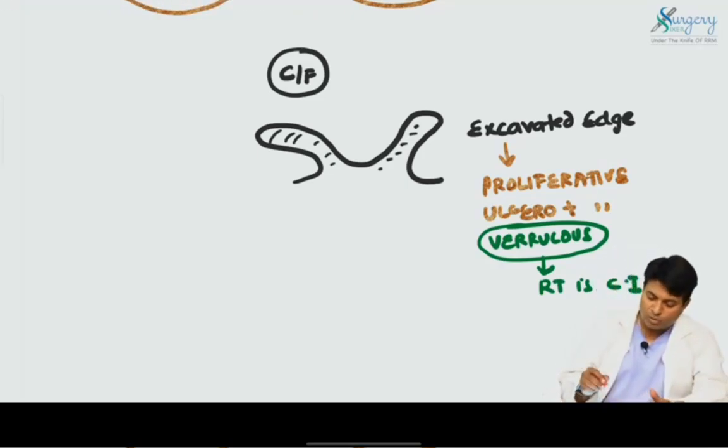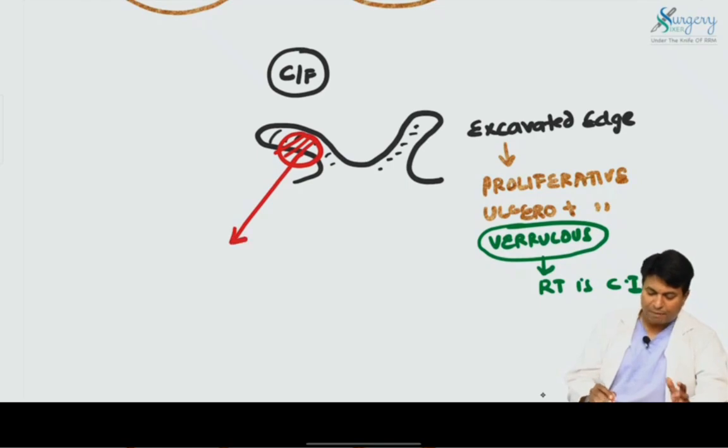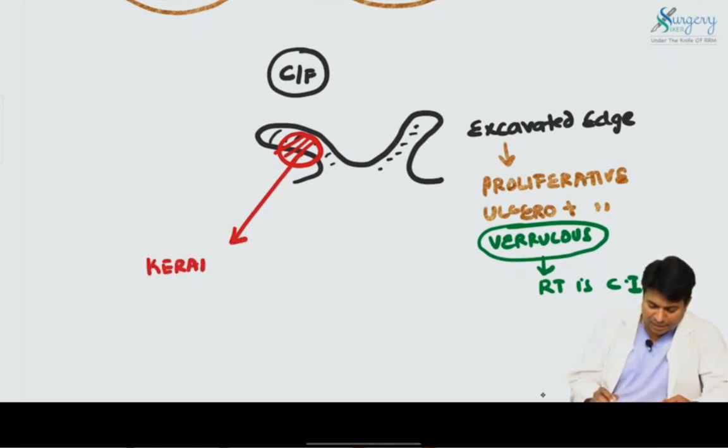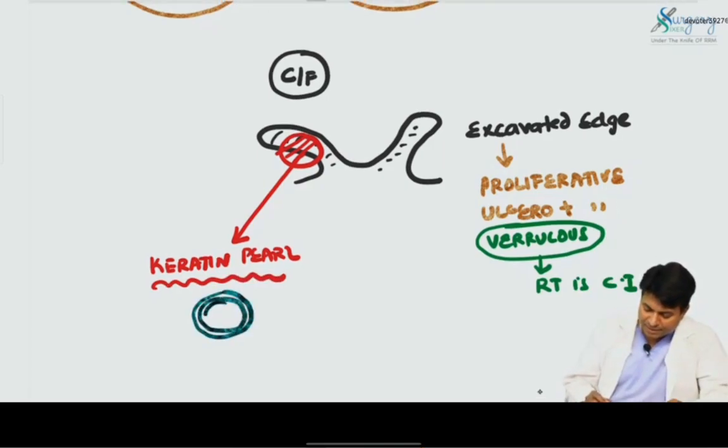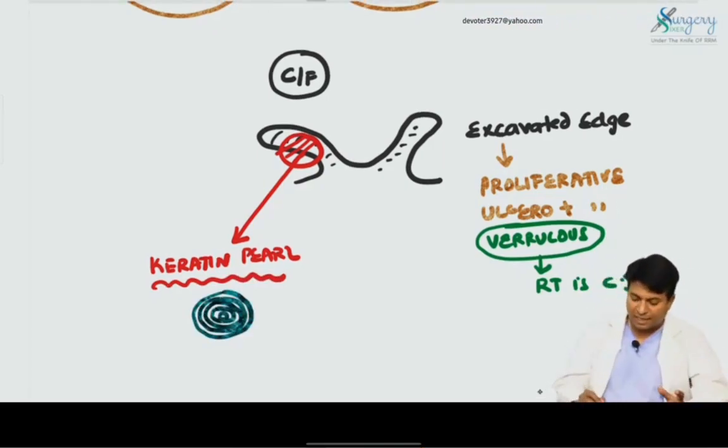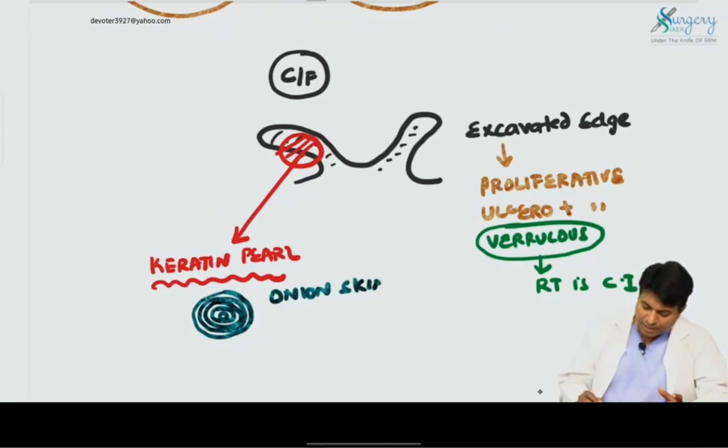To diagnose squamous cell cancer, the method is biopsy. We take a biopsy, and it shows a keratin pearl appearance. What is a keratin pearl? The classical finding in squamous cell cancer is the keratin pearl. It is a concentric appearance of keratin, like an onion skin. The epithelium appears like this, and it is known as the keratin pearl appearance.